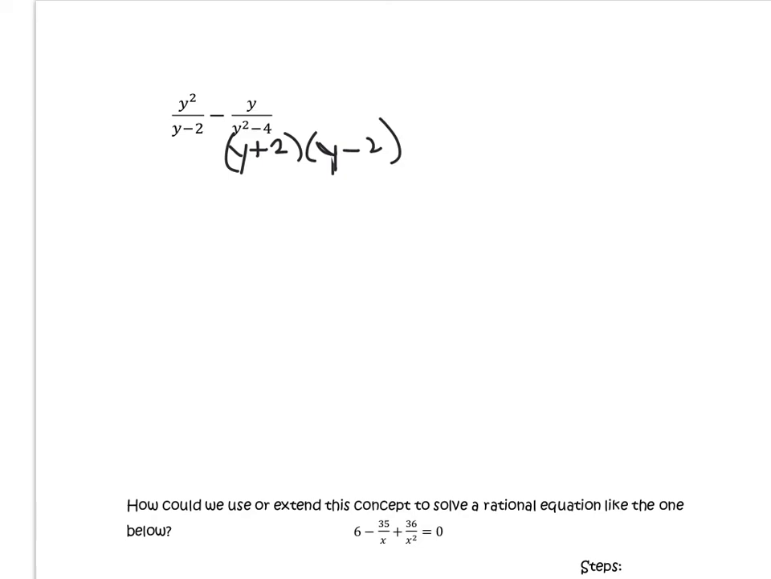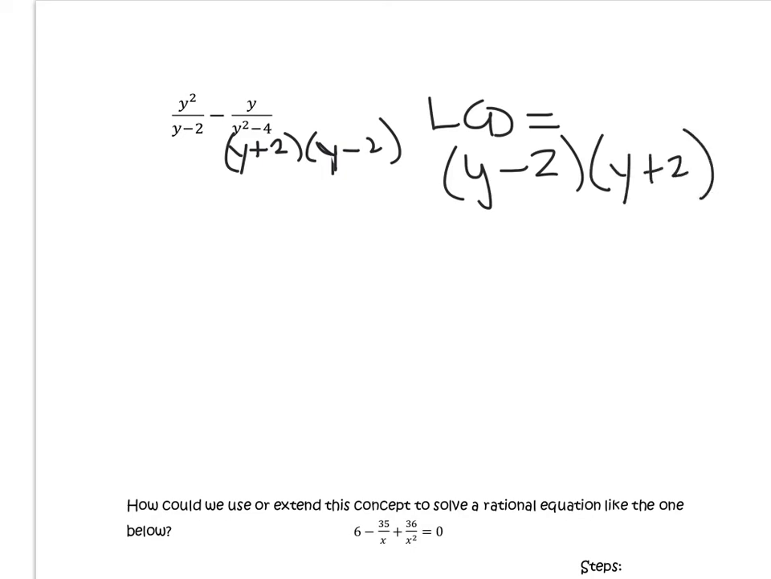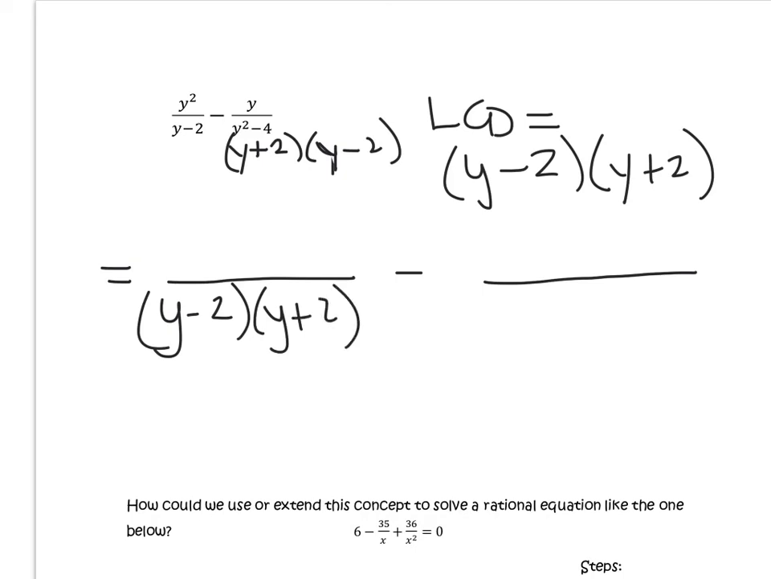Okay, so let's figure out what our LCD is going to be here. Alright, so the first fraction has a y minus 2, so I need that. And then the second fraction has a y plus 2, y minus 2. So I already have the y minus 2 accounted for, and this one needs a y plus 2. Okay, so that is my lowest common denominator. There's nothing saying you couldn't take all three, but it would not be your lowest common denominator anymore. This one will have the least amount of simplifying that I'm going to have to do. So let's put our denominator in, and let's adjust our fractions accordingly so that we haven't created any new fractions.